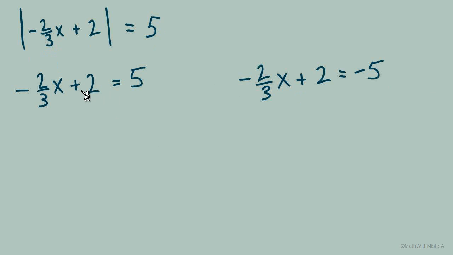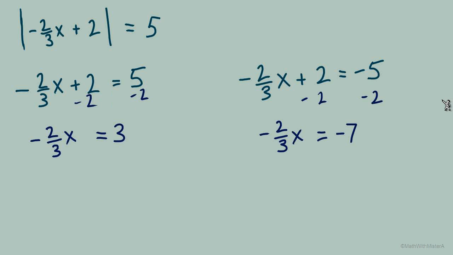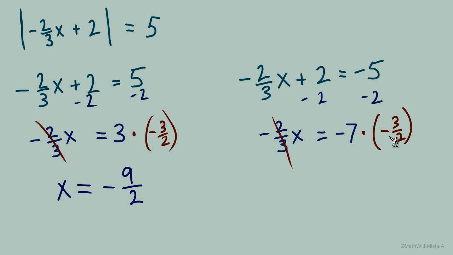Looks like both of these equations require us to move our positive 2 over to the right side. I'll do negative 2 both sides, here and here. Then our last move, I have a negative 2/3 x, so I'll remove this coefficient negative 2/3 by multiplying by the reciprocal, negative 3 over 2. And that takes us to x equals negative 9 over 2. It's the same operation over here, cancel a negative 2/3 coefficient by multiplying by the reciprocal, negative 3 over 2, leads us to x equals positive 21 over 2. There are our 2 solutions to this absolute value equation.